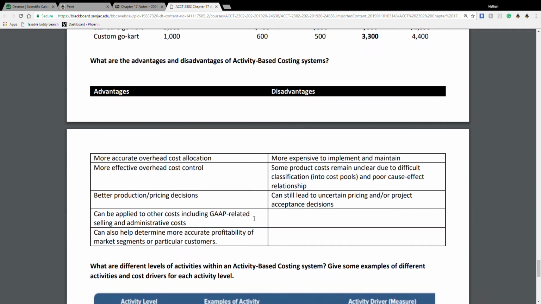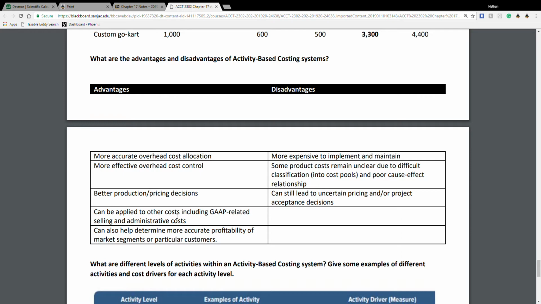Okay? We may have to cut costs in some of those areas. Never cut corners because it's going to lead to different problems. But it does allow us to make better production and pricing decisions. Now that I know that it cost me about $4,400 to do a custom job, I may be charging a little bit more to make sure I cover my costs. Again, more accurate.